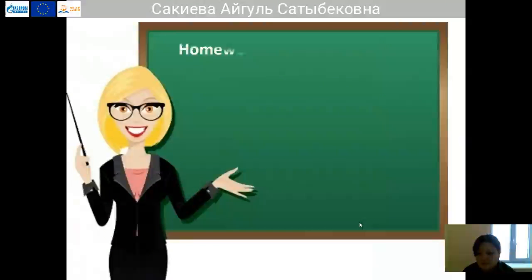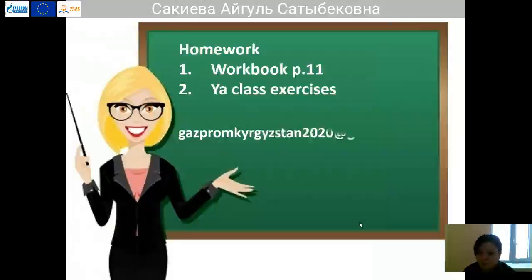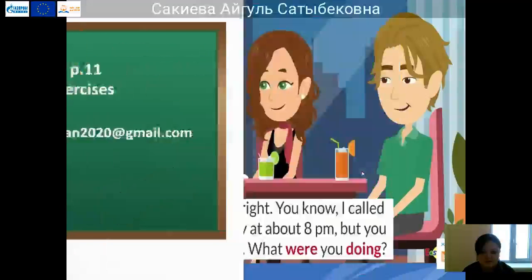And as usual, please write down your homework, workbook exercise on page 11. So you have to do 5 exercises from that page. And also you need to do some past continuous exercises from YA class. So check your YA class today in the evening. And don't forget to send me to my new email address, okay? Is everything clear? Have you understood what to do with your homework? Yeah? Okay, nice. So let's start.